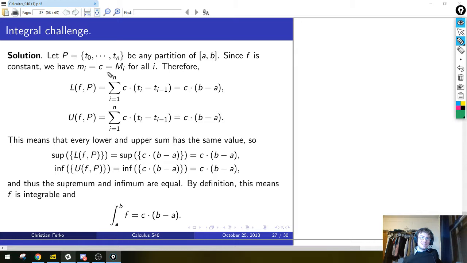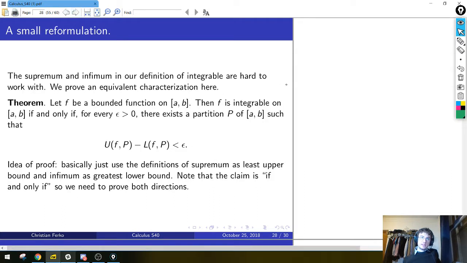Okay, so yes. Once again, the answer was that if P is any partition, the supremum and infimum on any subinterval is C, because it's a constant. So if you add up all the lowers, this telescopes and you get b minus a. If you add the uppers, same thing. Supremum of a singleton set is the thing. Those are two equal quantities, which is by definition the integral. Good, so we can integrate constant functions, or we can find the areas of rectangles in a slightly more precise way. Okay, so last thing for today is this proof.